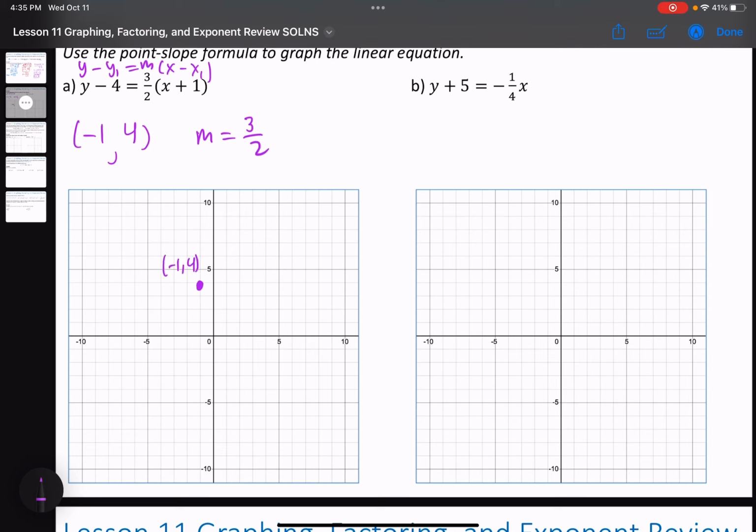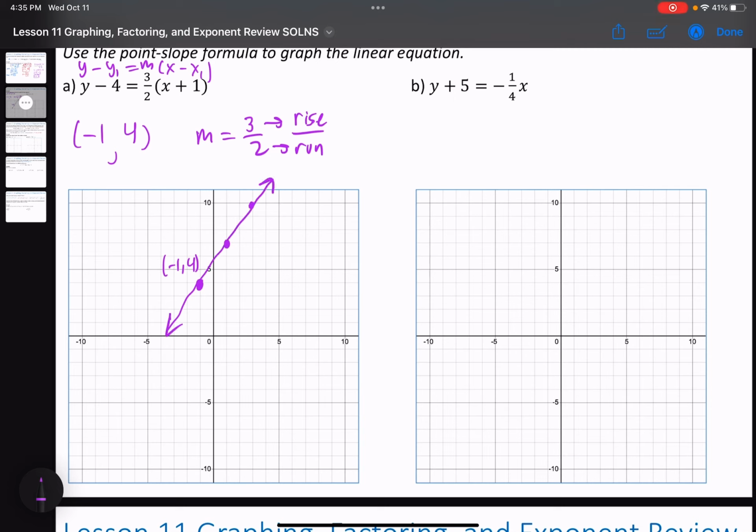And then from this point, we're going to have a rise over run of 3/2. So from our point on the graph, we're going to rise 1, 2, 3, and run 1, 2. Rise 1, 2, 3, run 2. And we're going to end up with a line that looks something like this.